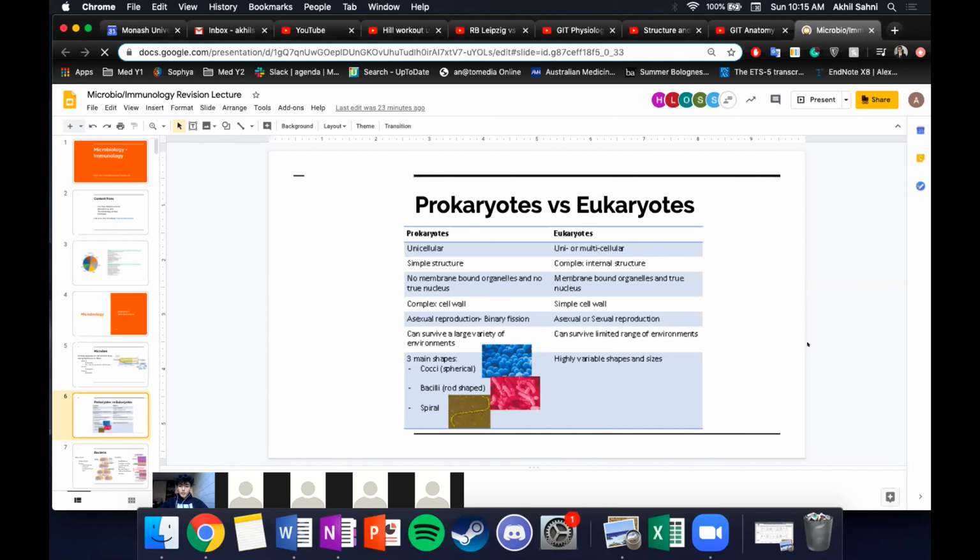And then eukaryotes are basically most other living organisms, so they're unicellular or multicellular. A lot of your parasites end up being eukaryotic. They've got a simple cell wall, and they use asexual or sexual reproduction, and they're highly variable.